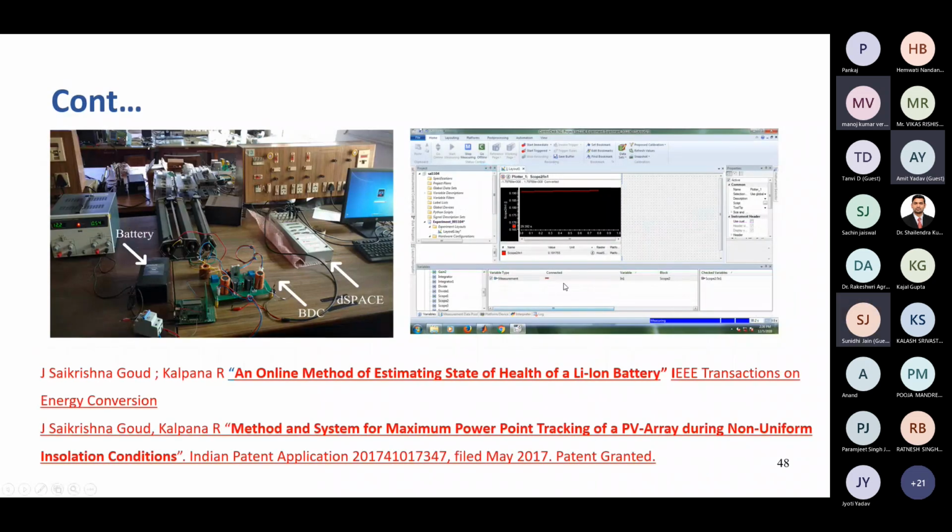And this proposed method was done by Sai Krishna, my student, where we have also filed a patent based on this SOH, the modified Coulomb counting. And this is a setup which has been shown for conducting the battery test. With one converter and a dSPACE controller, we have tried to verify the control scheme that we have proposed, which has been estimated by using a dSPACE controller.